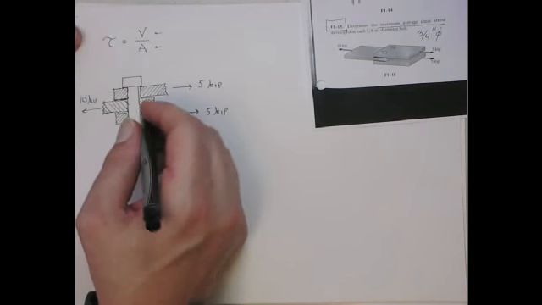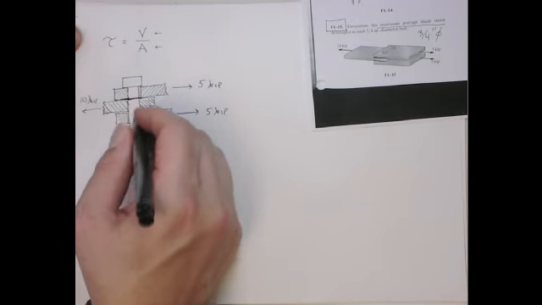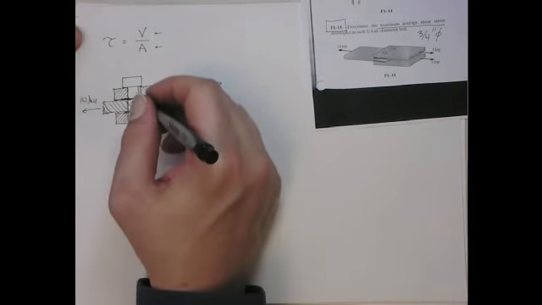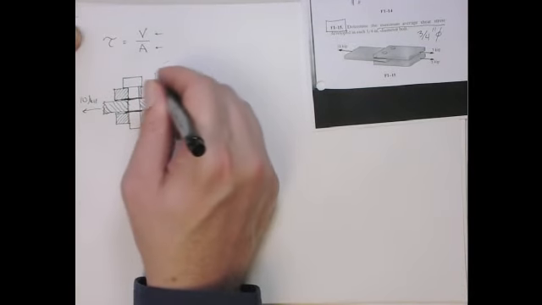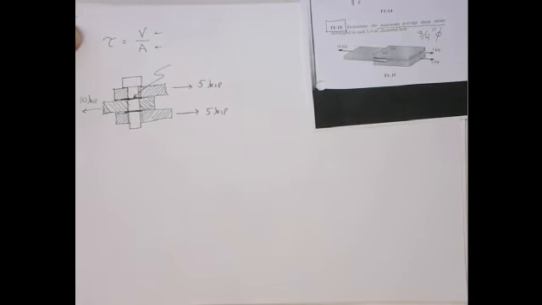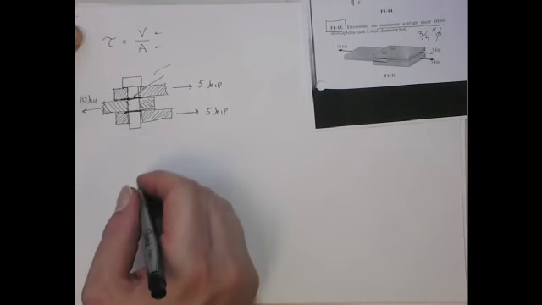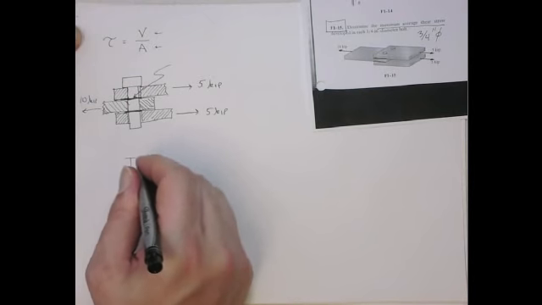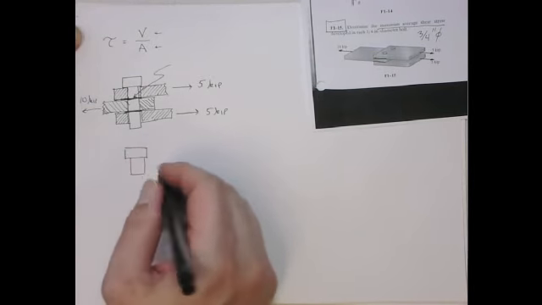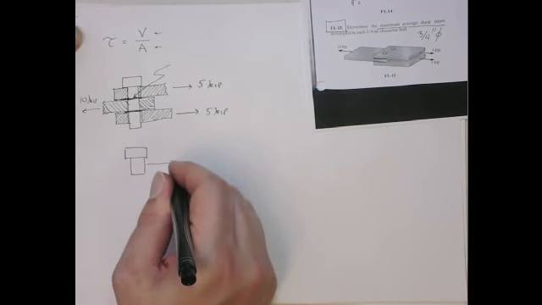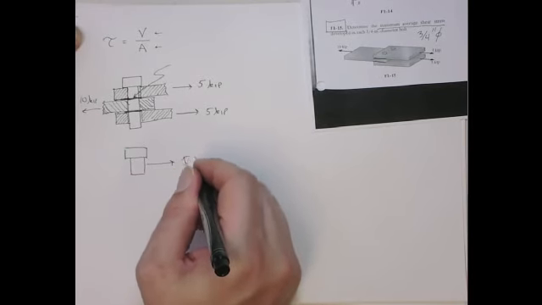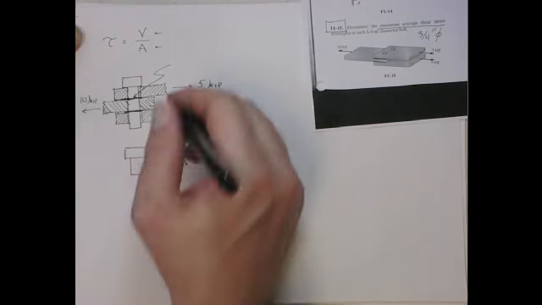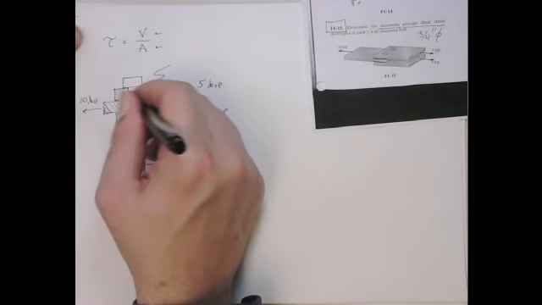So in this case, we can think of the 2 areas of shear going on here. Let's look at the shear going across that surface. So let's cut the bolt. And we have 5 kips acting on the bolt above. Again, I guess I should draw the arrow this way.